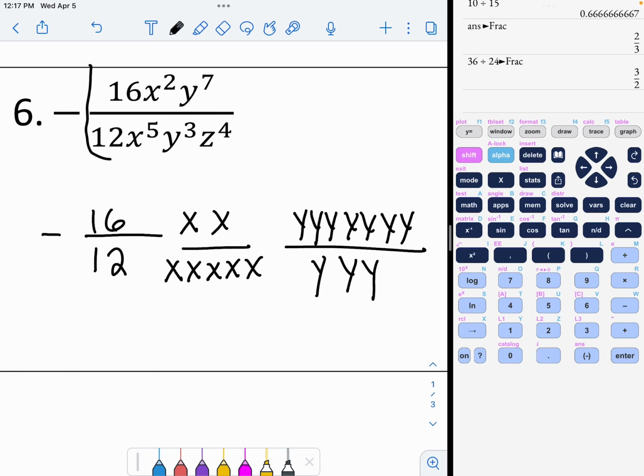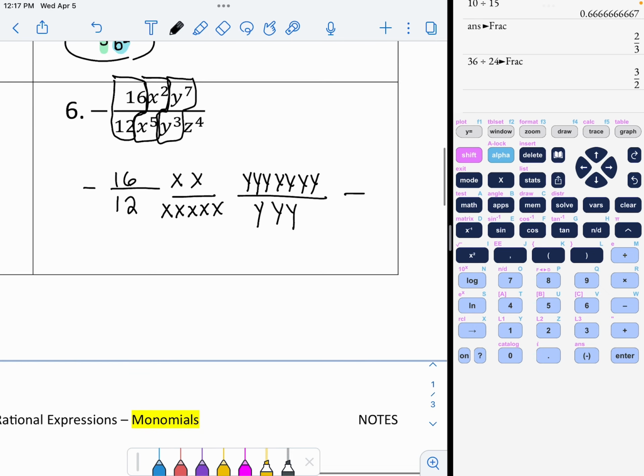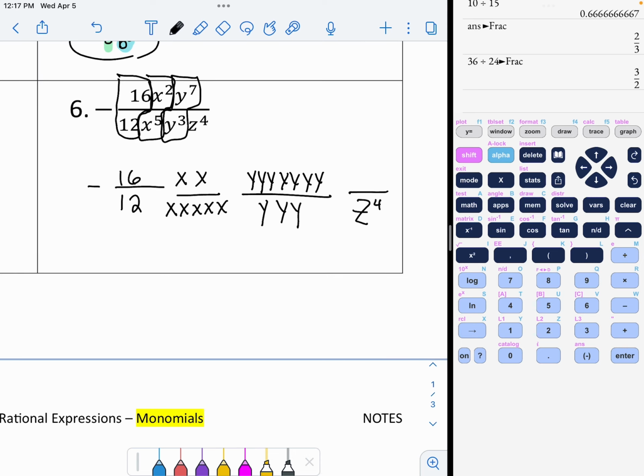Okay, so there's your first fraction, right? Here's where I got the second fraction from. Here's where I got the third fraction from. And then that little z, if you don't mind, I'll just write it like that. It's going to stay put. It doesn't have any up here to cancel with it.